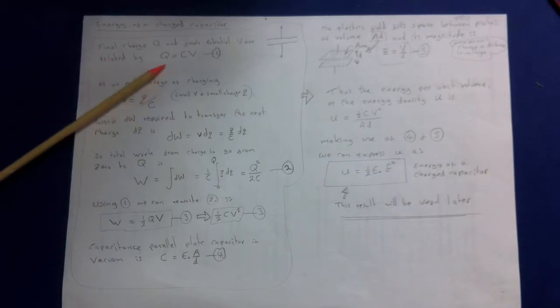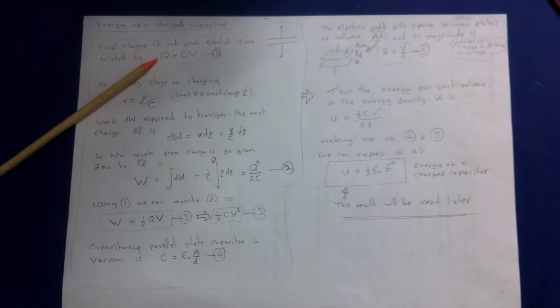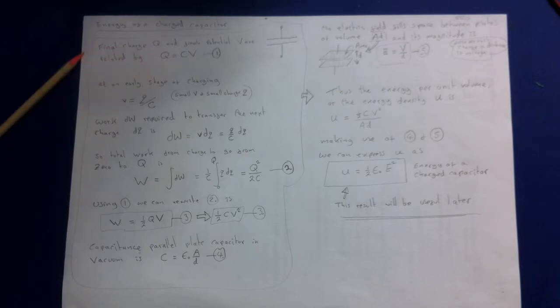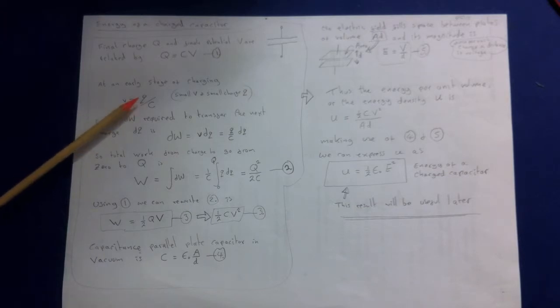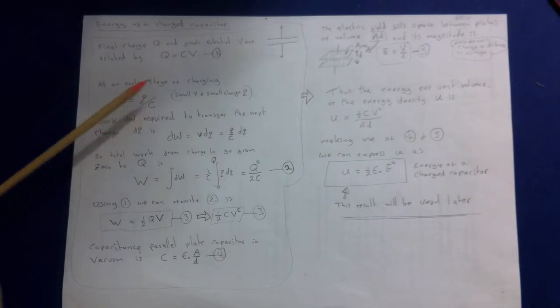to charge it. The final charge Q and final potential difference V are related by the standard capacitor equation, which is Q equals the capacitance times the voltage across the capacitor. At an early stage of the charging process, the magnitude of net charge on either plate will reach an amount Q, written as lowercase q. The potential difference V between the plates is then little v equals the small amount of charge divided by the capacitance. You're just rearranging this standard form.